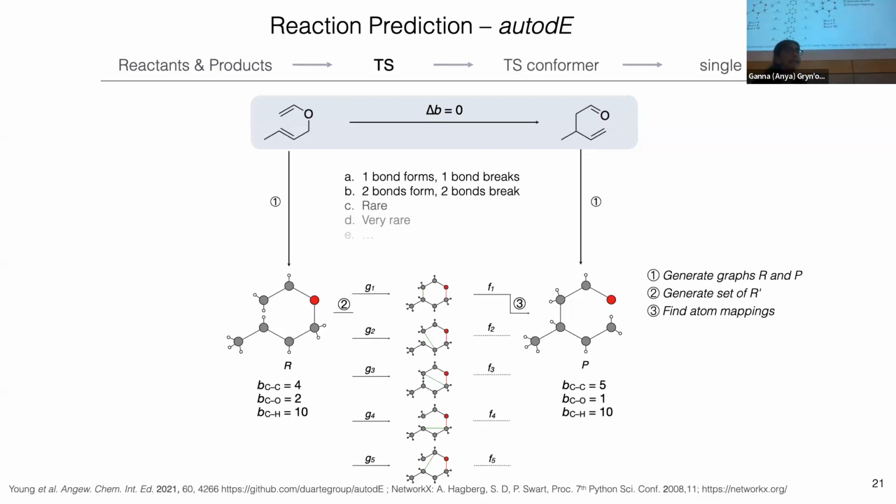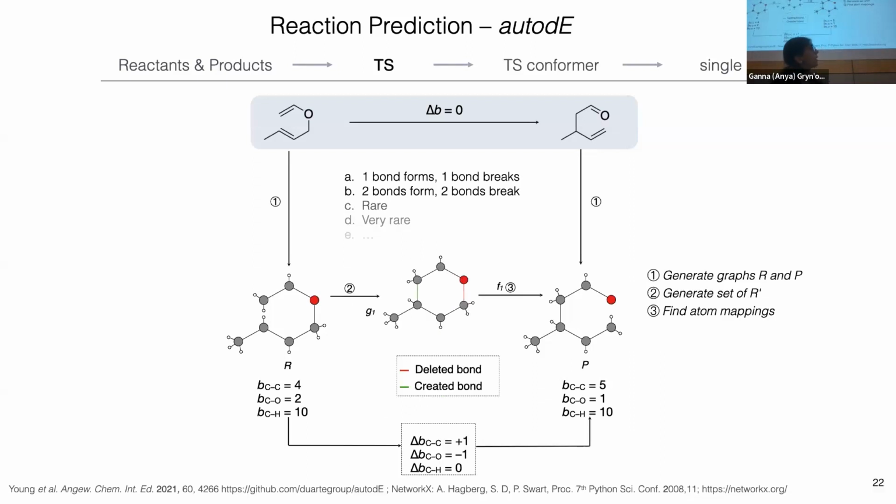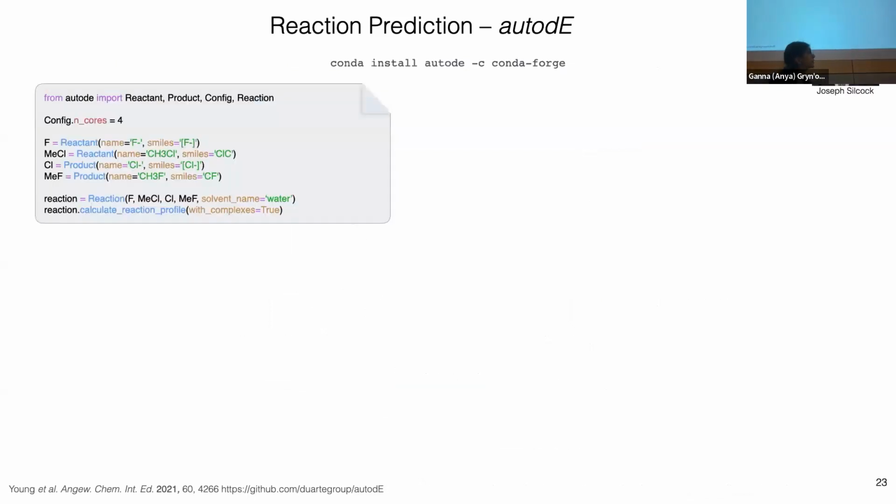And indeed, we have many different options. Here I'm just showing 5, but we have a few more that will have one carbon-carbon bond formed and the other one broken, but we see that only one is isomorphic to the product. And that will be our starting transition state. And from that, we run the calculations.